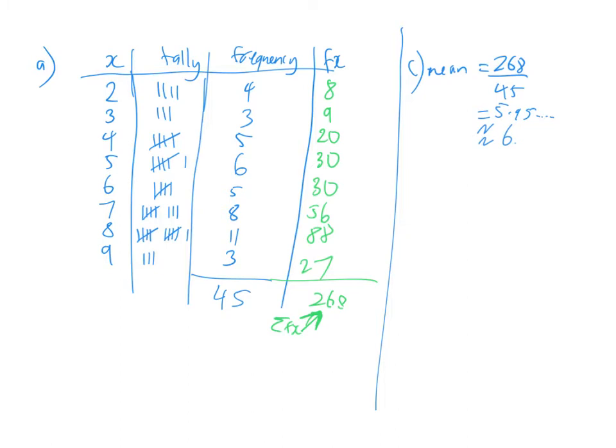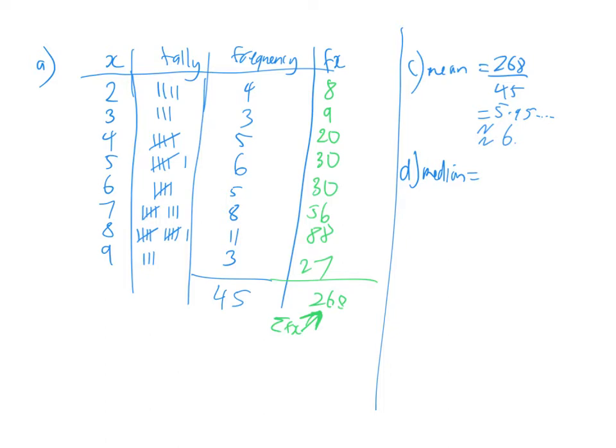All right, part D, the median, which is the middle score. All right, so there are 45 terms. 45 is odd. So 45 divided by 2 is 22.5, but round it to 23. So our middle score is our 23rd score.